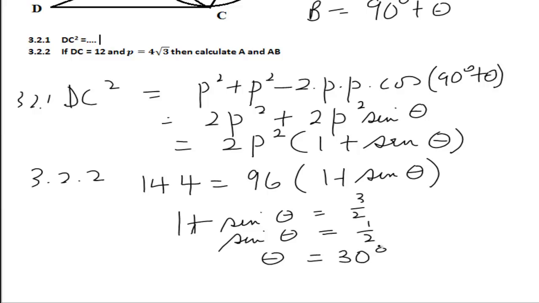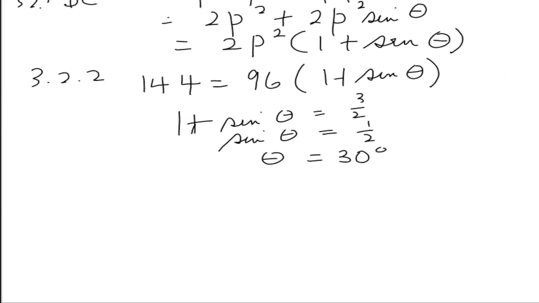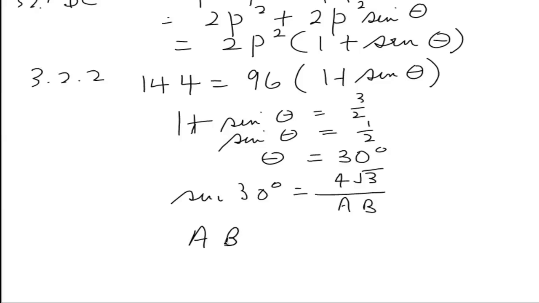And then if you take our ratio now, sine 30 degrees in the right angle triangle is 4 root 3, that's P, over AB. So therefore AB will become 8 root 3. And that concludes that problem.